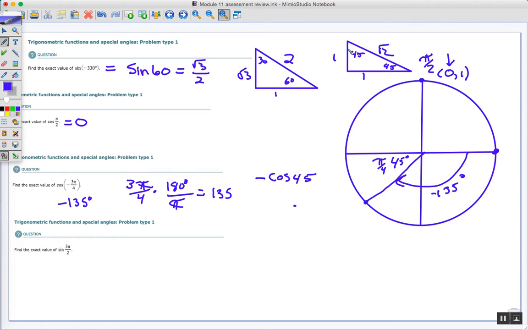And then that's where these triangles come into play. So cosine of 45 degrees, adjacent over hypotenuse. So that's 1 over square root of 2, and that's negative. Now, you should go ahead and rationalize the denominator. It's just kind of considered bad math manners to leave that radical in the denominator. So I'm going to multiply by square root of 2 over square root of 2. It's equivalent of multiplying by 1, so that's allowed, which gives me negative square root of 2 over 2.